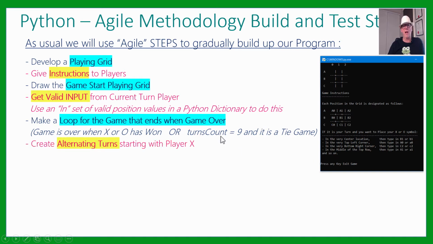All right, then we need to create alternating turns so that X goes and then O goes, and X and O, up until we've done 9 turns, and then we finish if we have not had a winner.